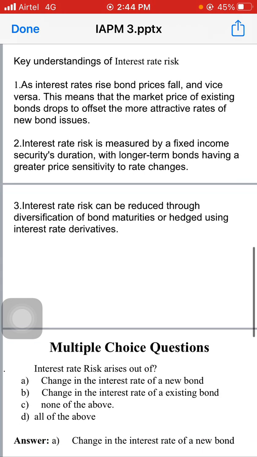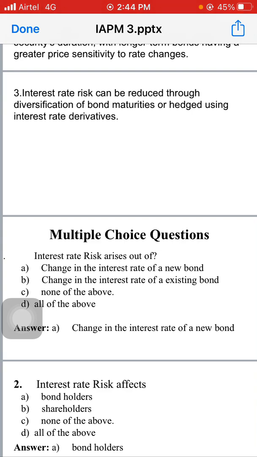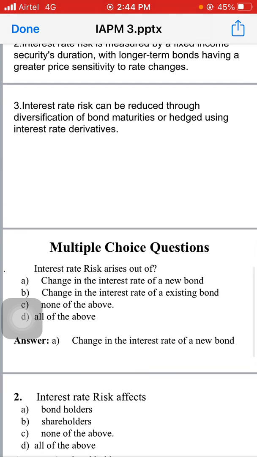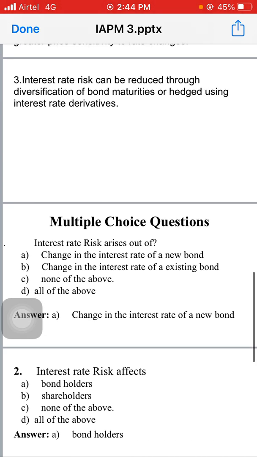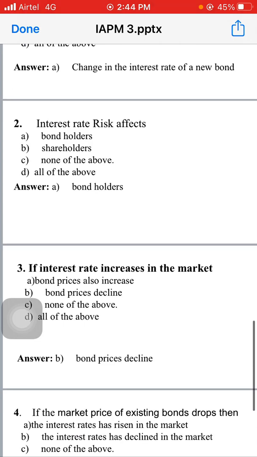The answer is, if at all a new bond is issued in the market, then only the risk is arising. Interest rate risk affects what? Bondholders, shareholders, none of the above, all of the above. We all know whenever we speak about interest, it is about debenture or bondholders or deposit holders, not the shareholders. So, the answer is option A, bondholders.